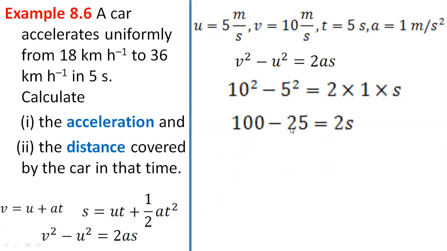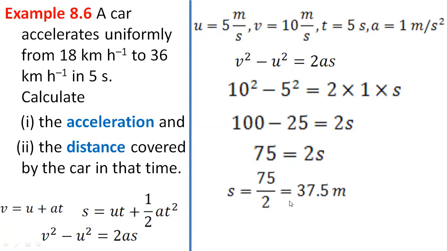Now what is 100 minus 25? 75. So 75 is equal to 2 into S. I can shift that 2 to the other side. It will go into division. S is equal to 75 by 2. Now again I can divide this. That would be 37.5. And as this is distance, the unit would be meters. So what is the division 75 by 2? 37.5 meter. Very simple calculation.